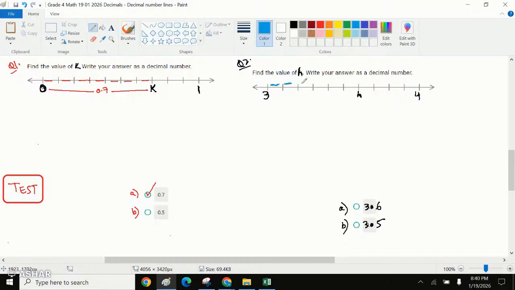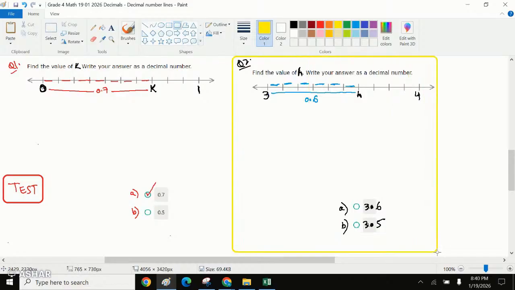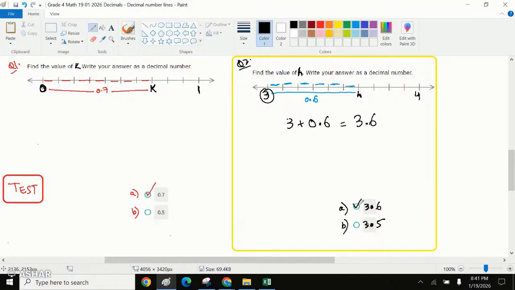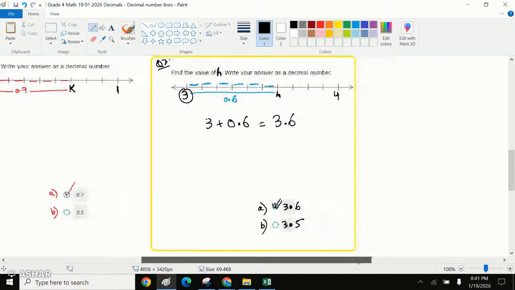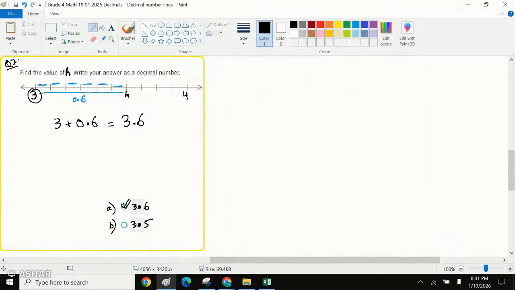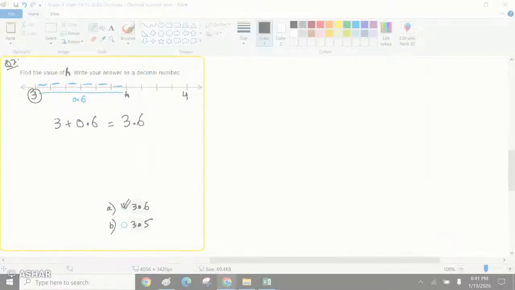Let's count. 1, 2, 3, 4, 5, 6 intervals. Therefore, the answer should be, what should be the answer? Yes, thank you. The answer is option A, because we do 3, the starting number, plus 0.6, that is 3.6. Thank you for giving the answer. It's correct. Option number A. Oh, you will have a little different question, because the question over there in the test does not have a 3, right? It has a 0. So, I just changed it a bit.